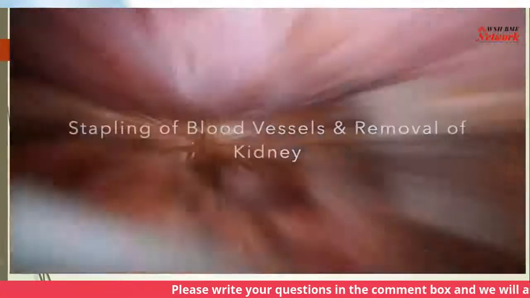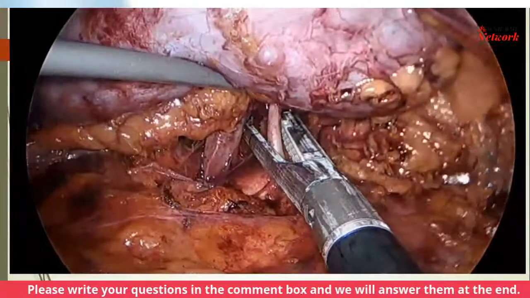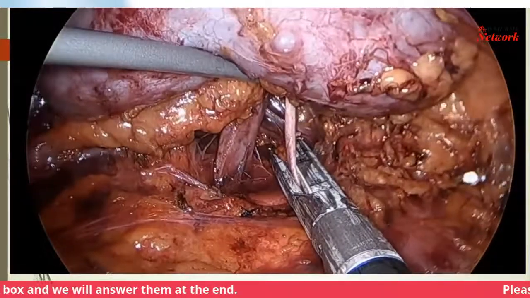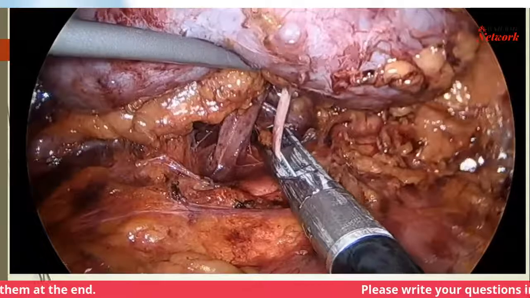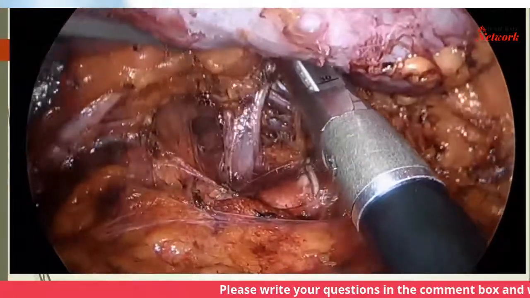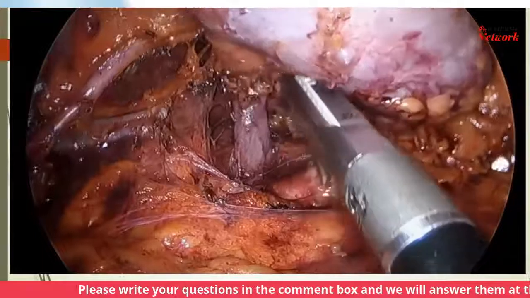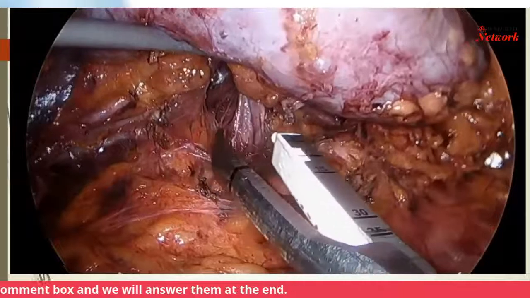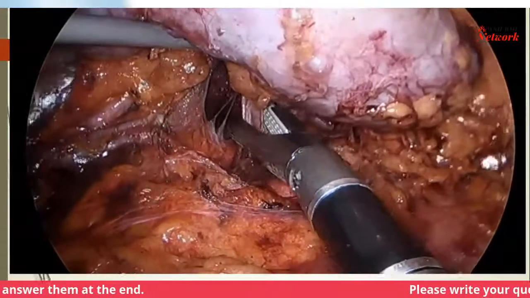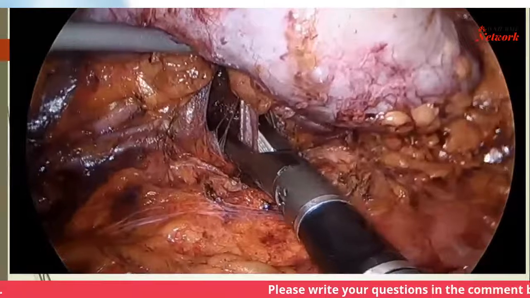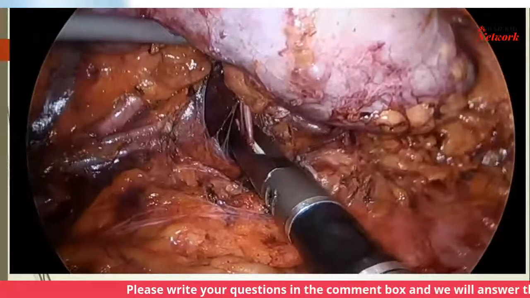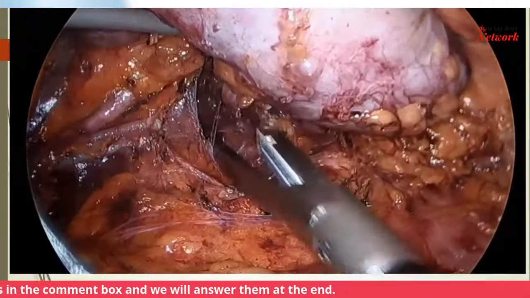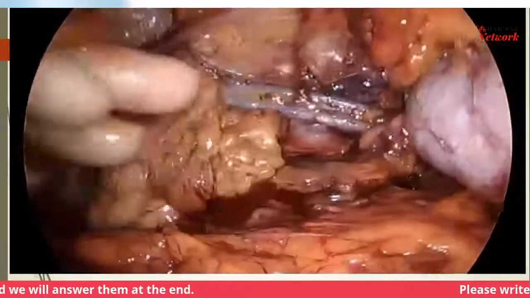So we go back now and we staple the blood vessels of the kidney. Again, we have a stapler, which is a beautiful piece of equipment. It staples, stops the artery bleeding, and also cuts it at the same time. You don't see a single drop of blood coming out. It's an amazing instrument. And then you go again and you staple the vein. That's the vein being stapled now. It's going to be stapled, and it's going to be cut at the same time, so that the kidney is now separate, so it's not attached to the blood vessel anymore.